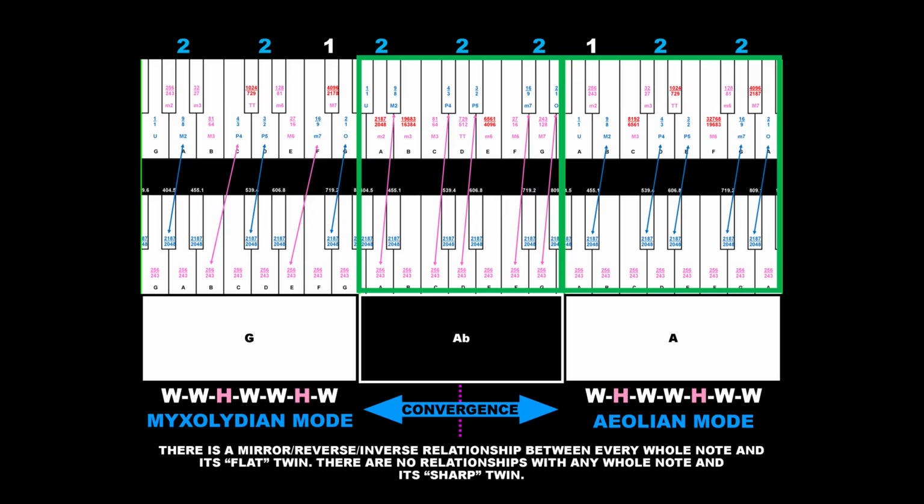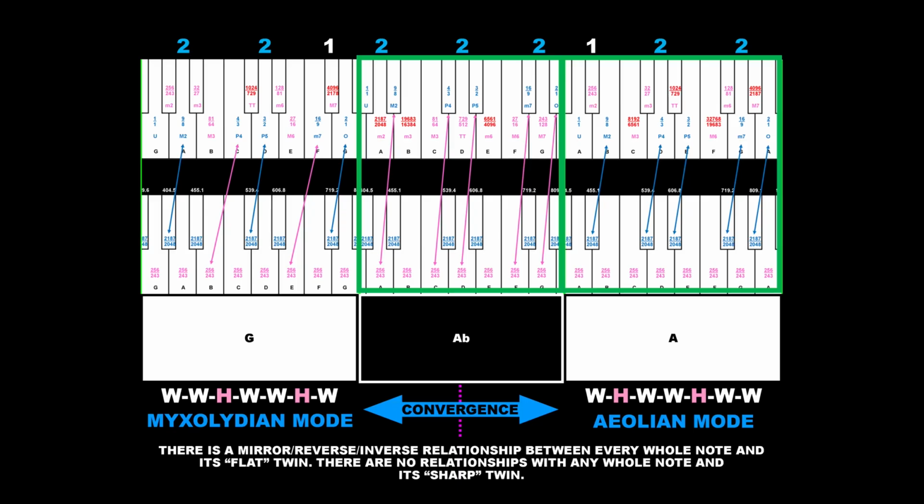And it should also be noted that A flat there is kind of a convergence point of mirror symmetry. If we look at the black keys at the top, we see a pattern that clearly is mirror inverse of each other. We see 2-2-1 with G, and then 1-2-2 with A, and then A flat has all 2s. So that mirror symmetry is really right there at that center 2.